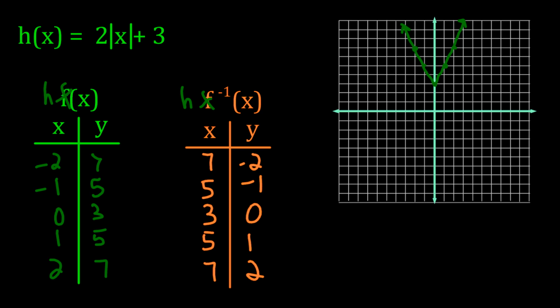And then let's look at the inverse of h of x. 7, negative 2, over 7, down 2, over 5, down 1, over 3, up 0, over 5, up 1, and over 7, up 3. Did I mess that up? I sure did, didn't I? There and there. I went up too far on those other points. There we go. All right. So now we've got our orange sideways V.